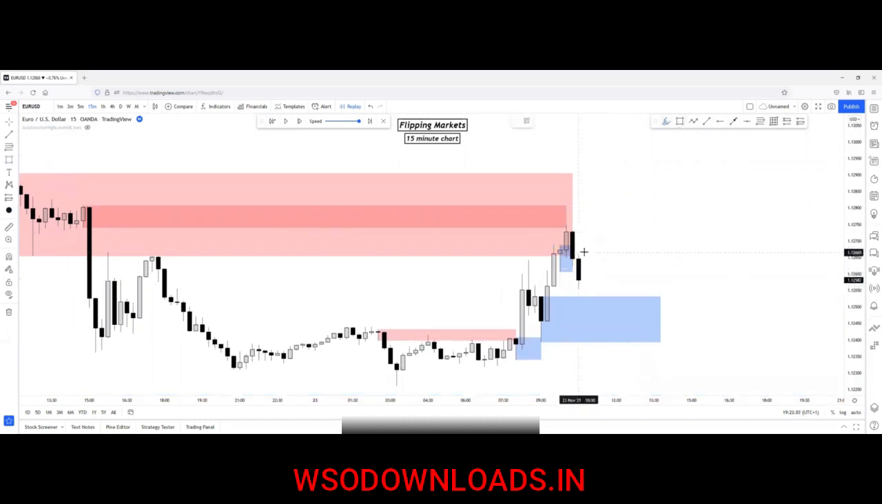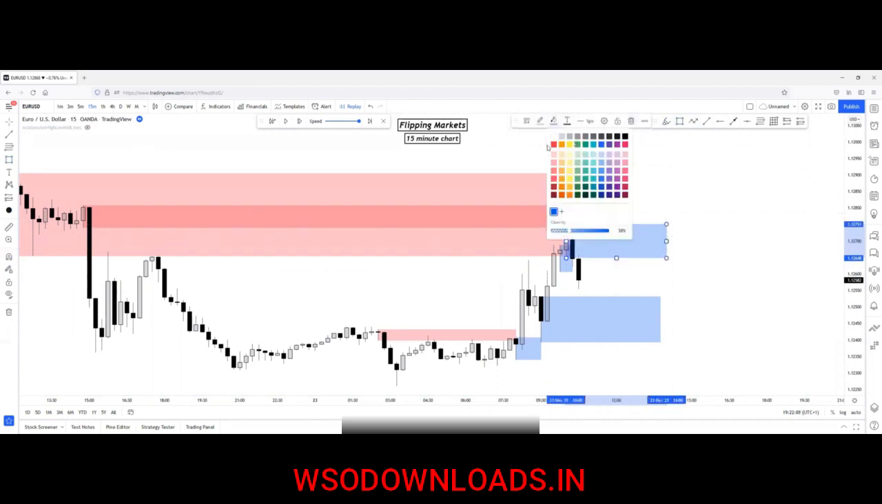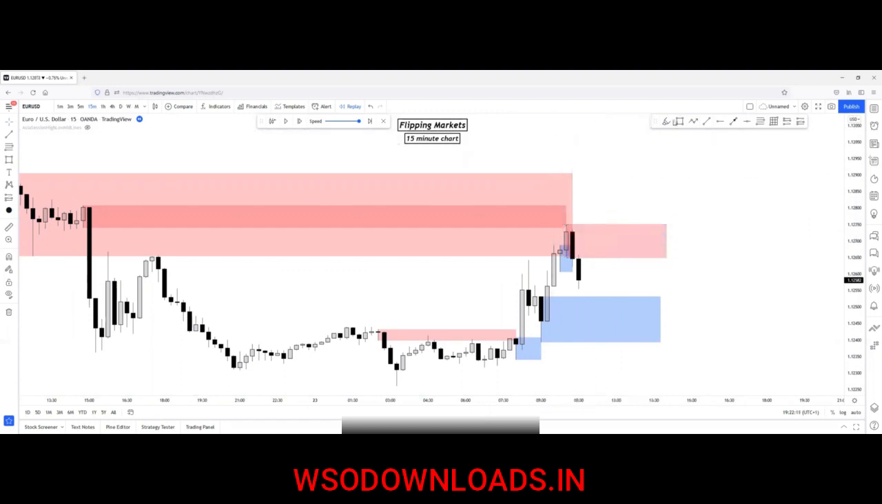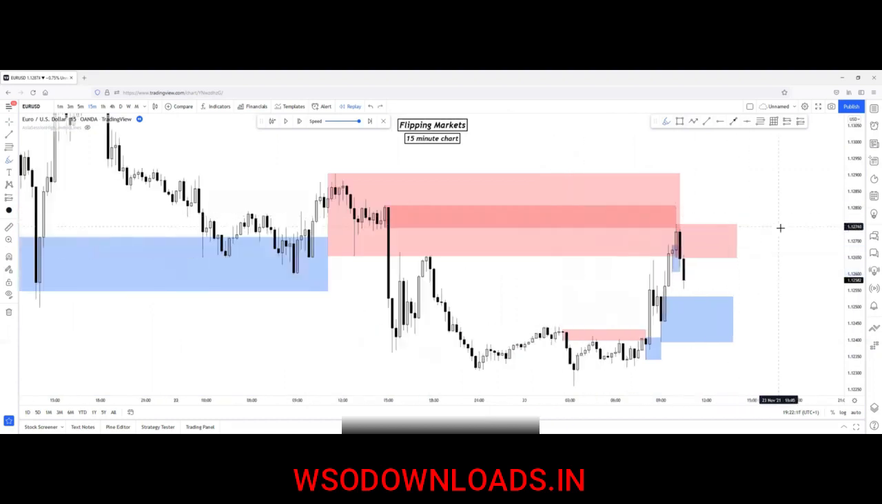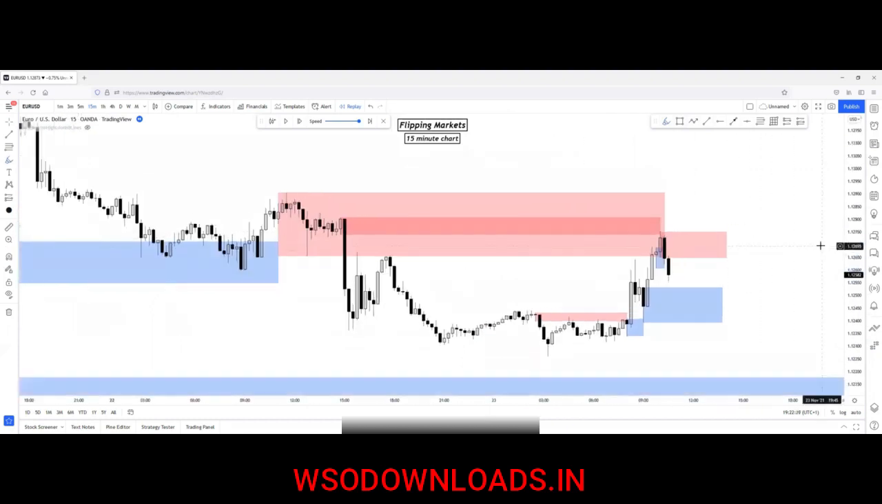Actually, I can just mark out this zone as our supply zone, but I will rather use the 5-minute refinement instead, because this is also a really huge zone, and this zone is also inside of the demand zone. So the next step is to refine all of these zones on the 5-minute chart.